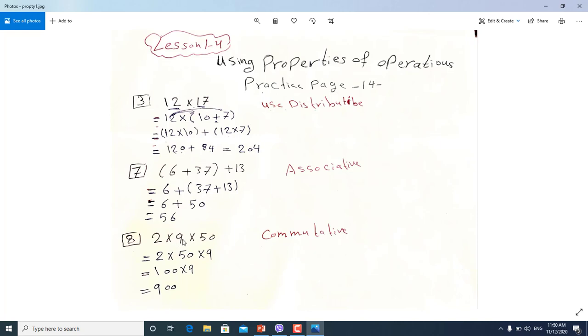We can change the place of 50 with 9, to say 2 times 50 it's 100, and times 9 it's 900. It's so easy to solve. So we just change the place: we replace 9 with 50 and 50 with 9. So we will say 2 times 50 it's 100, and we have times 9, we bring down 100 times 9, it is 900. That is a commutative property.